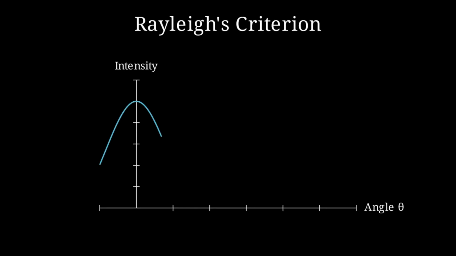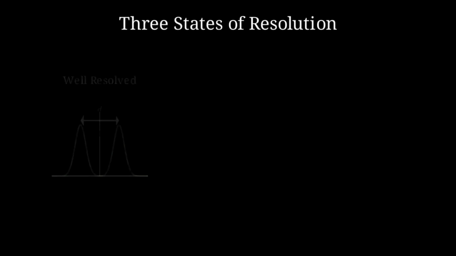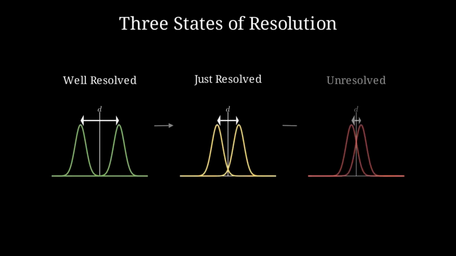Lord Rayleigh defined the limit of resolution. He stated that two sources are just resolved when the center of the diffraction pattern of one falls directly on the first minimum of the diffraction pattern of the other. If the sources are closer than this critical angle, their patterns overlap so much they appear as one single blob. If they are further apart, we can easily distinguish them as two distinct objects.